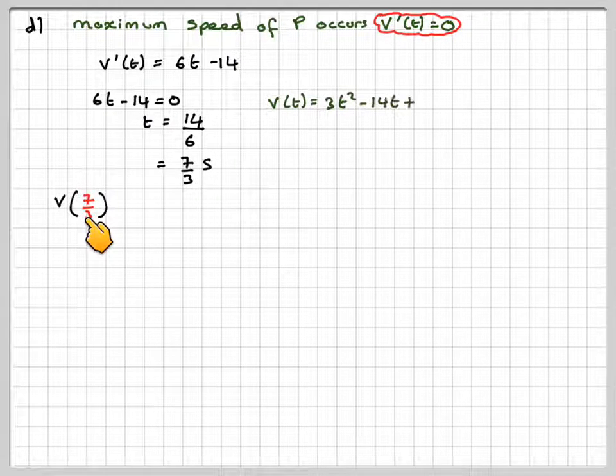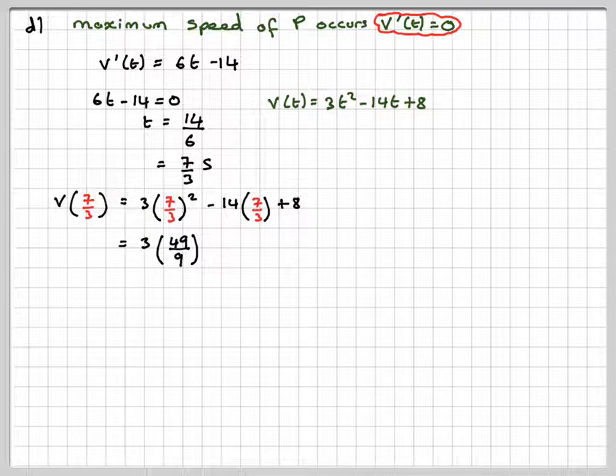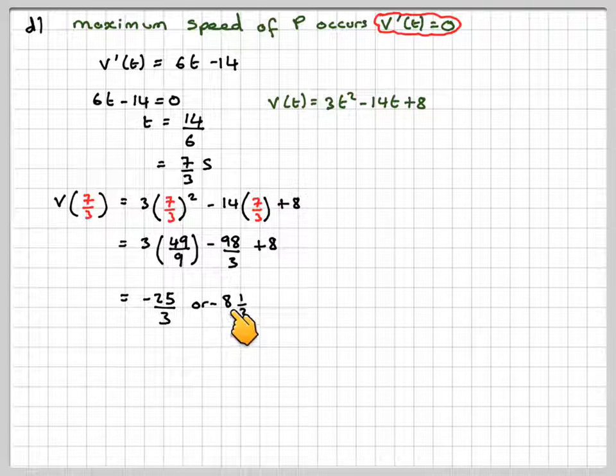We want v of 7 over 3, so we'll put that in here, because we actually want the speed at the maximum speed. Alright, so the velocity will be 3 times 7 over 3 squared minus 14 times 7 over 3 plus 8. So that gives 3 times 49 over 9 minus 98 over 3 plus 8, which gives minus 25 over 3.